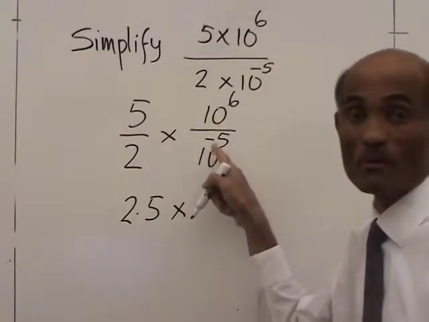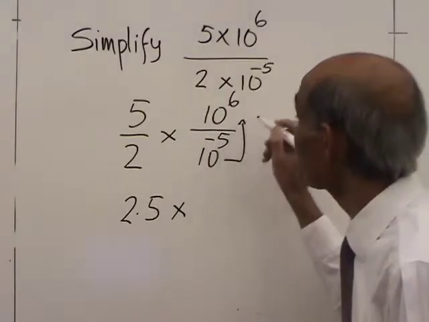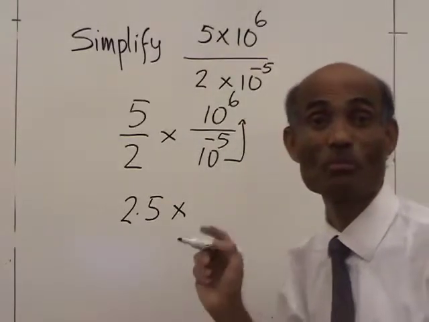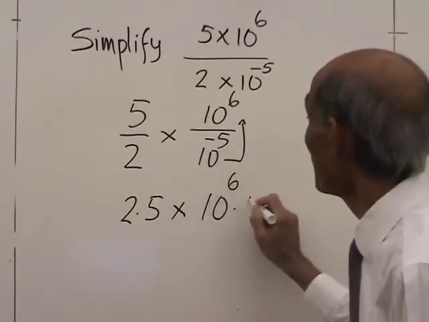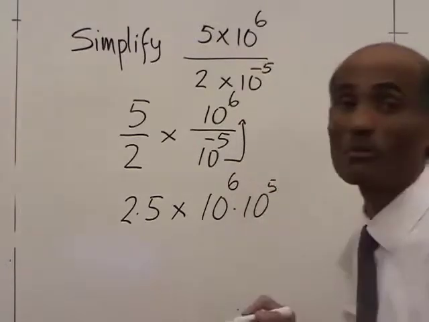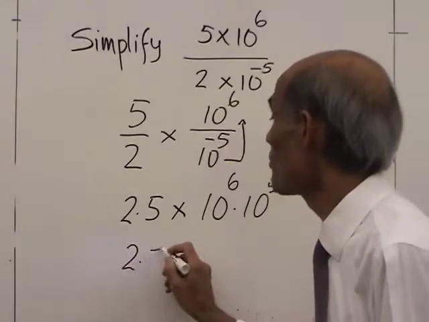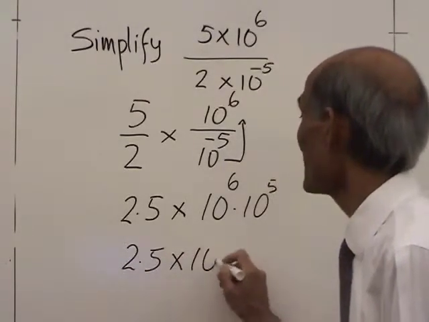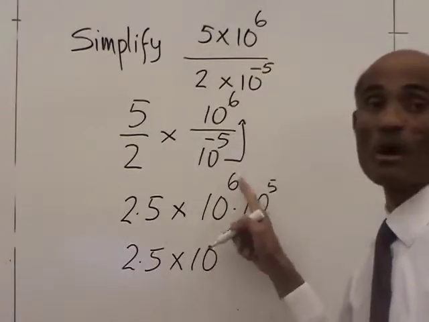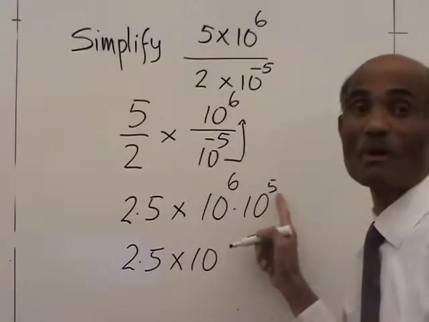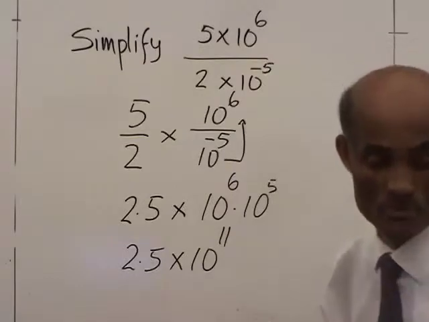Now, 10 to the power of negative 5 in the denominator is going to go to the numerator. It will become 10 to the power of positive 5. So that will be 10 to the power of 6 multiplied by 10 to the power of positive 5. So the answer will be 2.5 multiplied by 10 to the power of, what is this? Use the product rule. 10 to the power of 6 times 10 to the power of 5 is 10 to the power of 11. Okay.